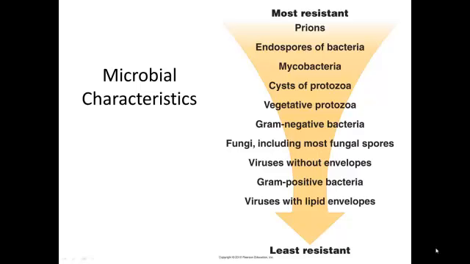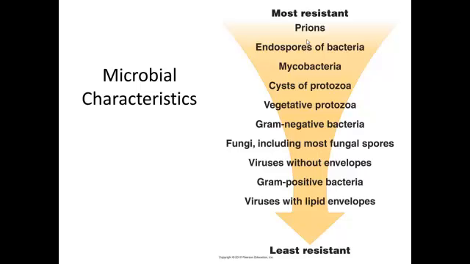Alright, let's pull it all together. Let's take what we've been talking about as far as active ingredients of chemical disinfectants, physical control methods, and we're going to talk about which groups of organisms each method is most effective with. And we're going to start with the most resistant and go down to the least resistant. Because everything that works with the most resistant is going to work with the least resistant.